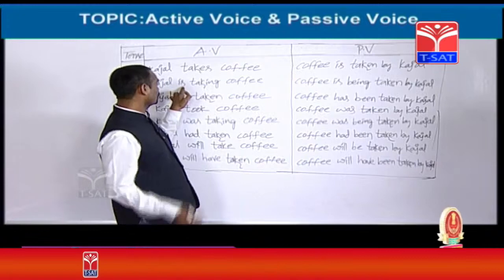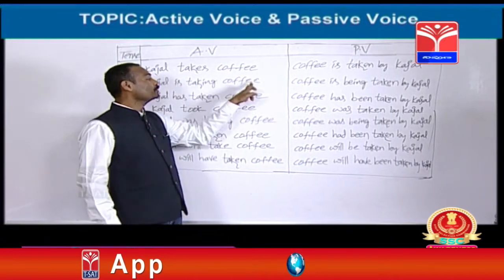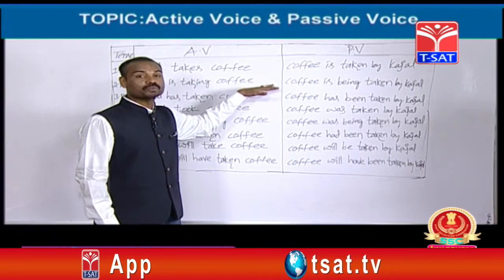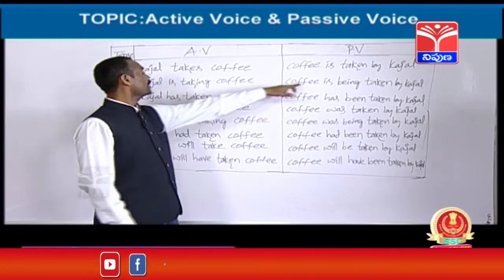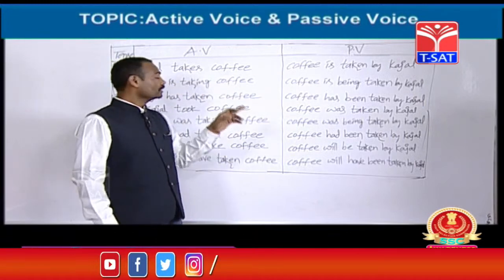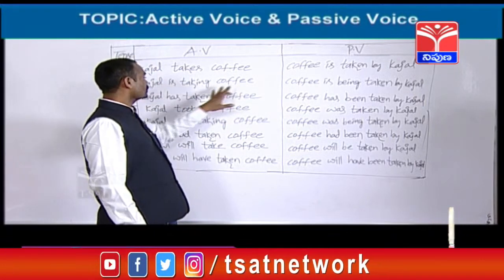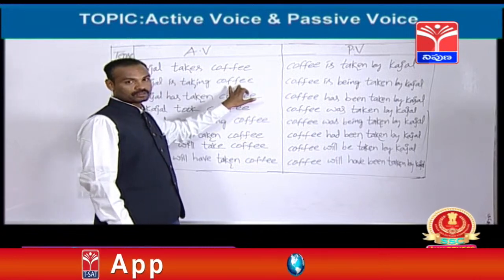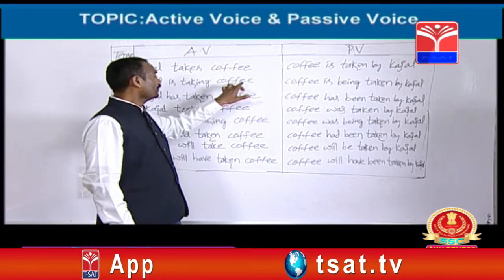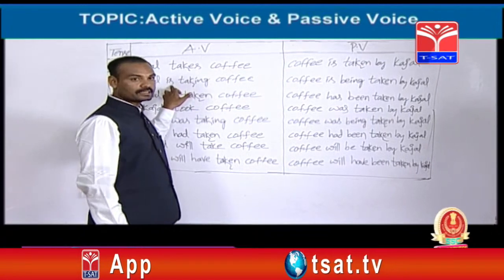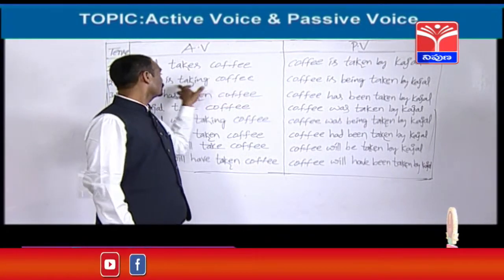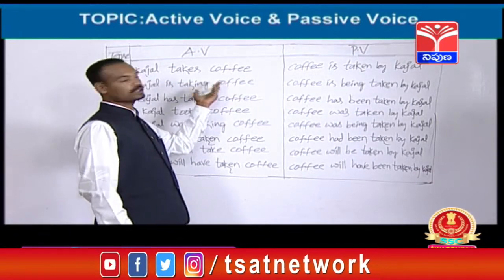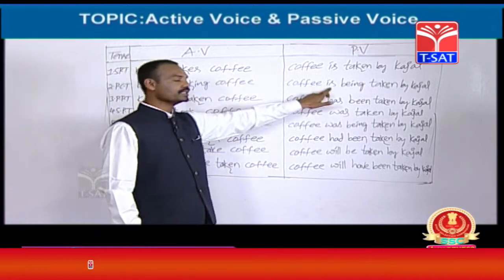Sometimes they will give us a singular helping verb and a plural object. For example, Kajal is eating fruits. Fruits is plural. So we should not take "fruits is." The helping verb should be changed according to the object which has been given in this active voice. For singular objects only, we should take is. If they give a plural object, it should be changed into are. So here a singular helping verb is there, a singular object is there. That's fine. So coffee is.